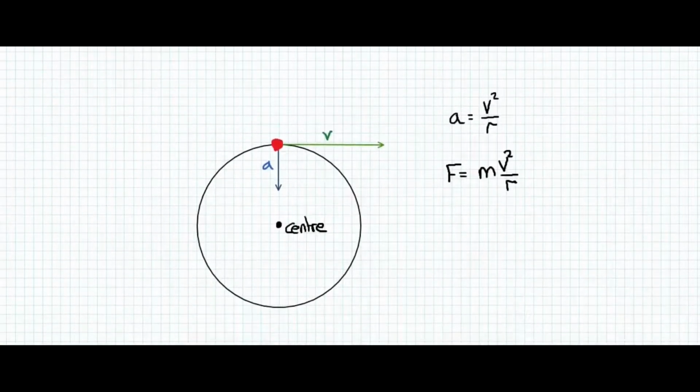So here is another diagram showing circular movement of this red particle around the centre. The acceleration is always towards the centre, and the velocity vector is always tangential to the circle.